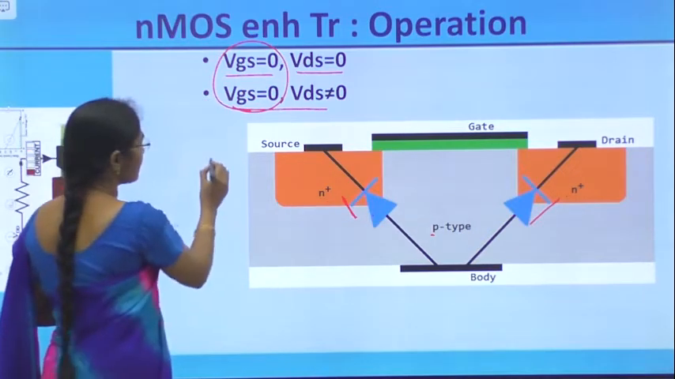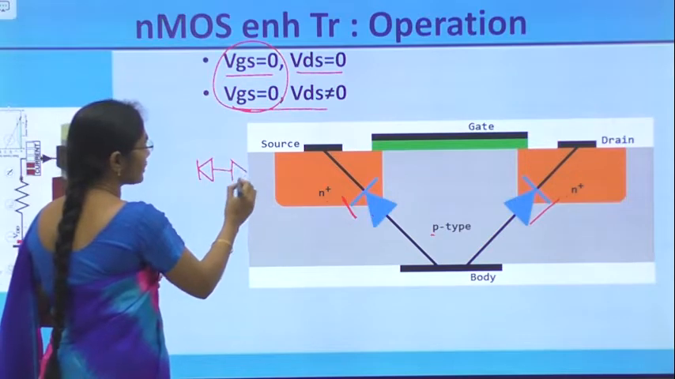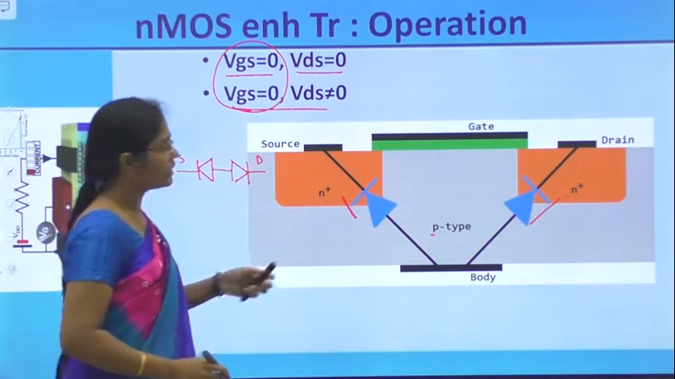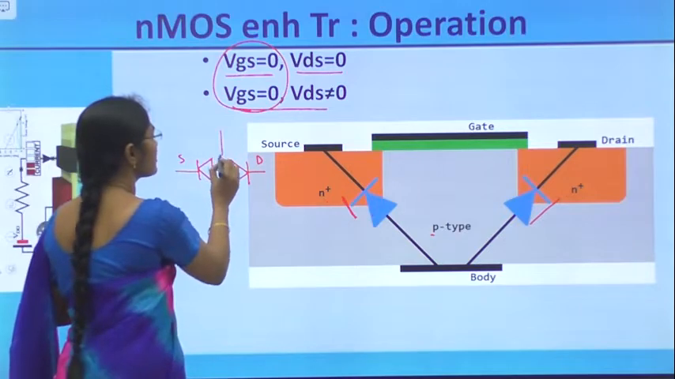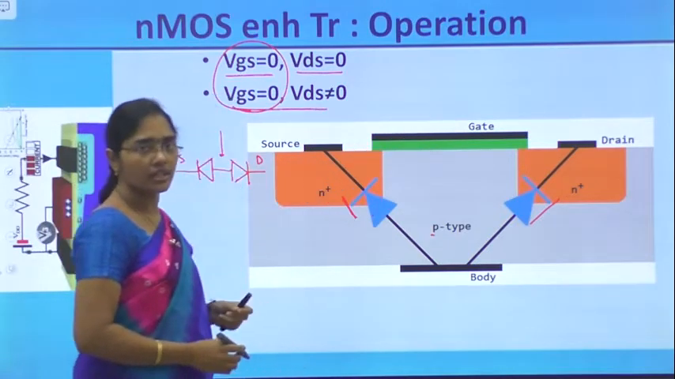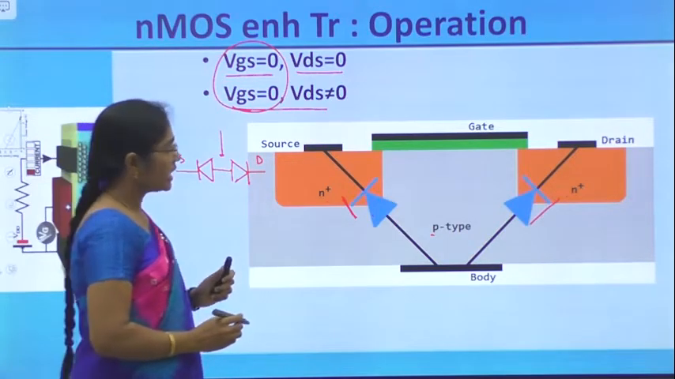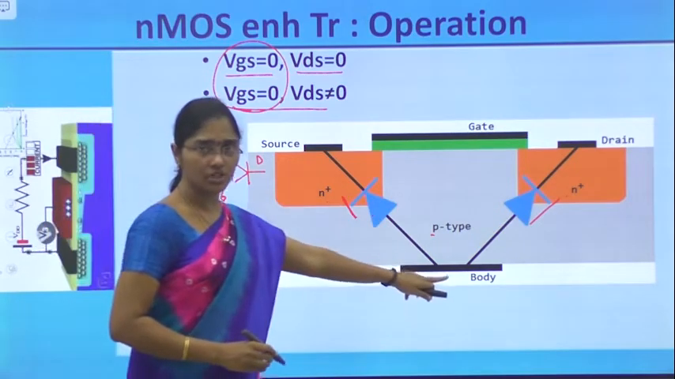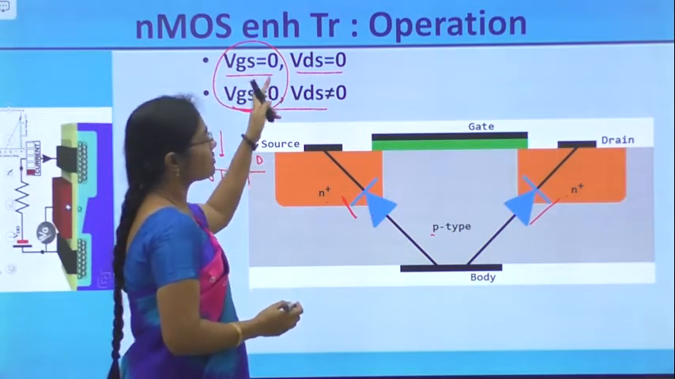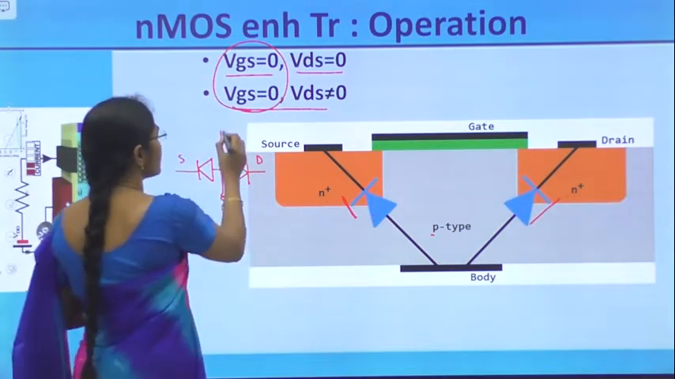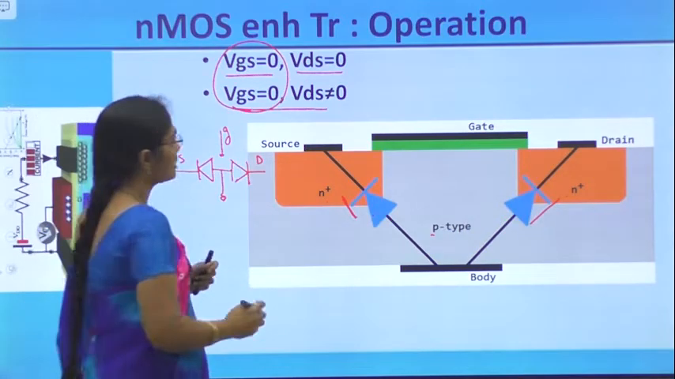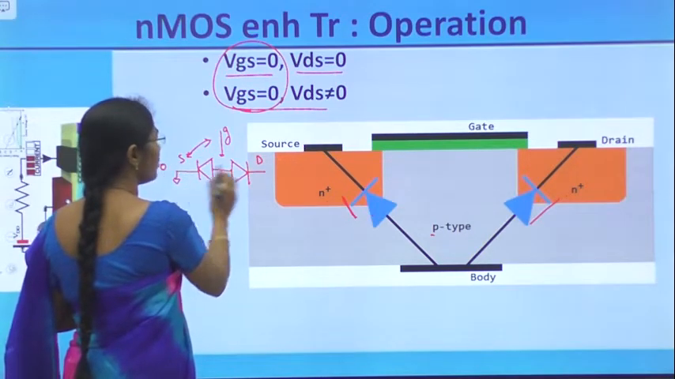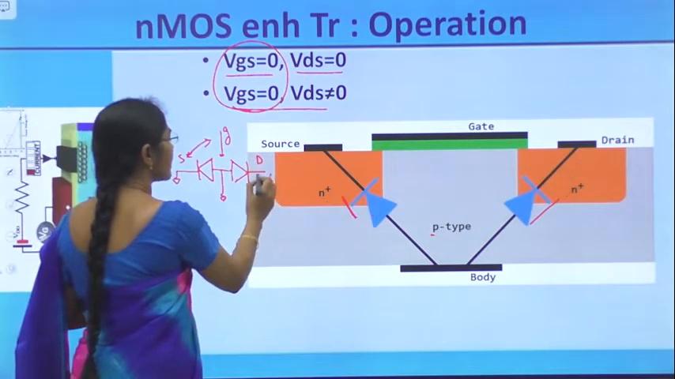So the structure looks like simply two diodes connected back to back. One end is called the source, the other end is called the drain, and in between there is the gate connection. The channel is going to be created here after applying some gate potential, and the body is already connected to ground potential. Then if VGS is equal to 0 and VDS is equal to 0, what will happen? This is the gate, this is the source, this is the drain. Between these two, 0 is connected, meaning the source is connected to the ground, and VDS is also 0, so here also we have connected 0.